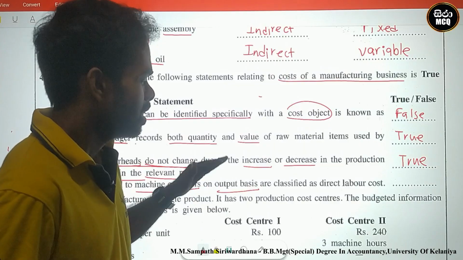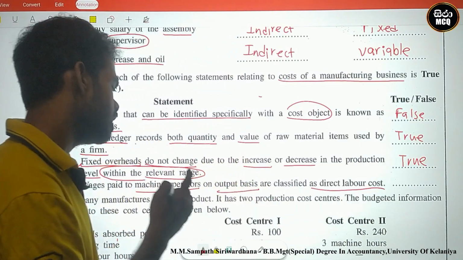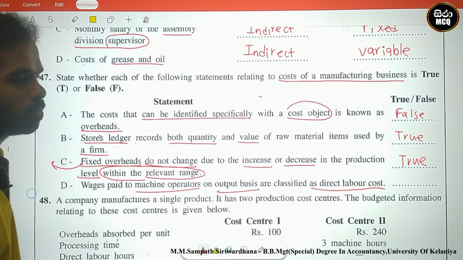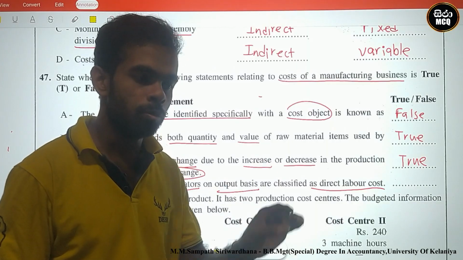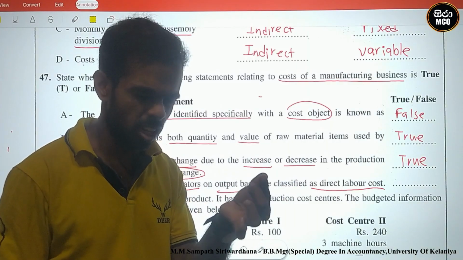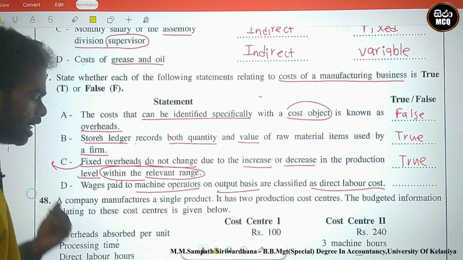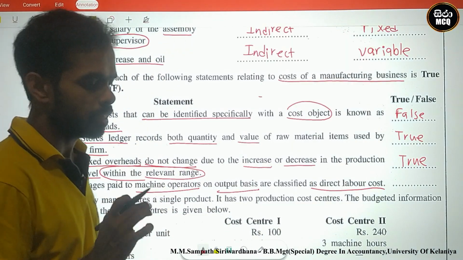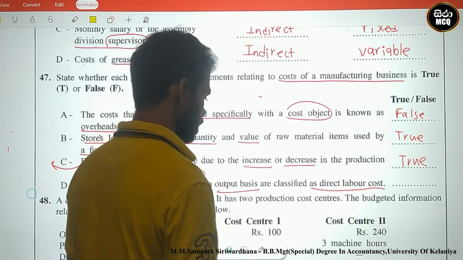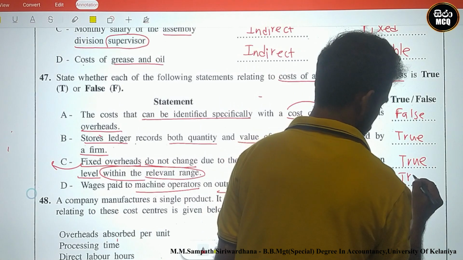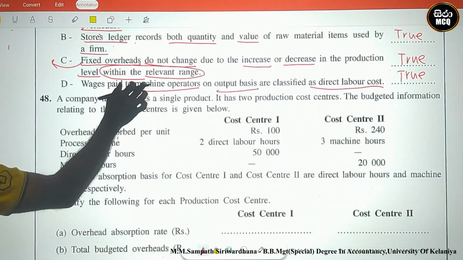They said these wages are classified as direct labor cost. Yes, this is a direct labor cost. Why? The machine operator directly contributes to producing the product, 1 unit or 2 units. Therefore, this is a direct cost, directly connected to the machine operators for production. This is true. Therefore, this is the answer.